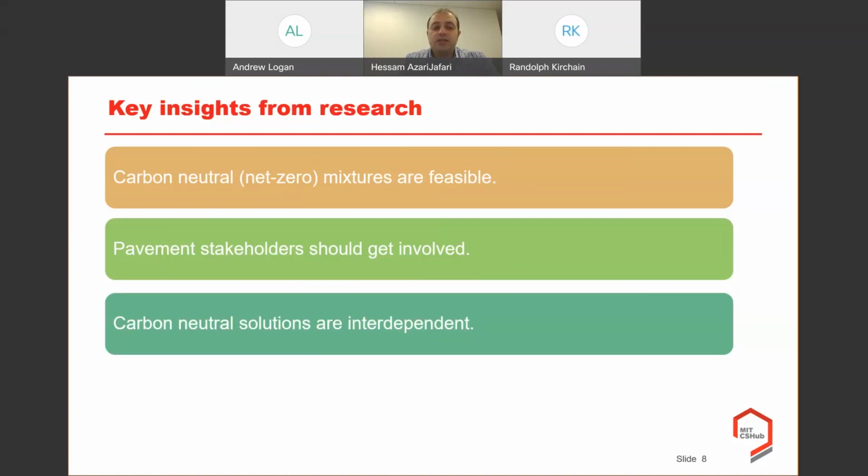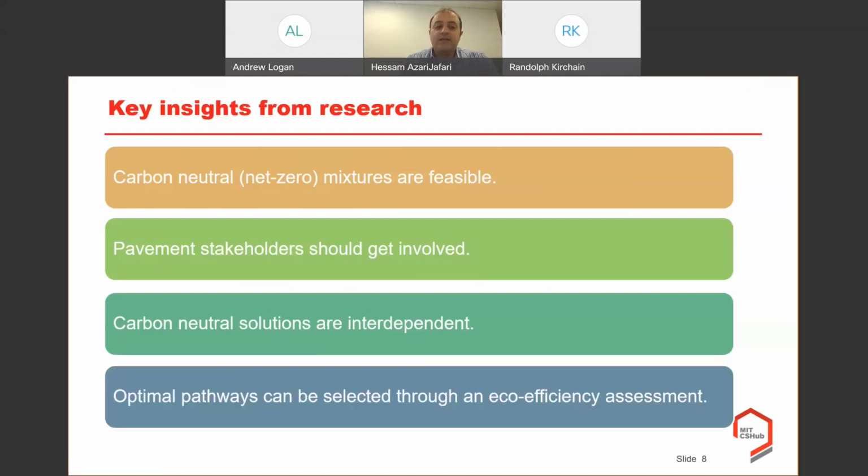And the other important insight that we could get from this research was that the carbon neutral solutions are interdependent. So the effectiveness of one solution may depend on the others as well. And I will show you with examples and details as well. And at the end, the optimal pathways can be selected through an eco-efficiency assessment. In other words, it should be jointly done with an eco-efficiency assessment, so as not to waste or overestimate the price of carbon neutrality achievements.